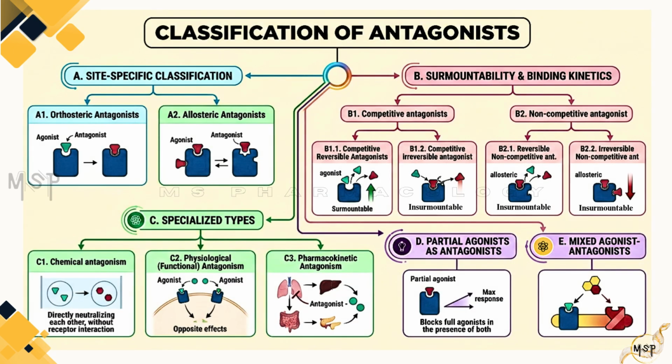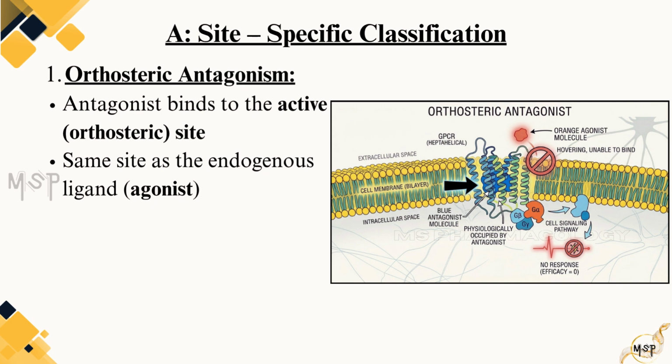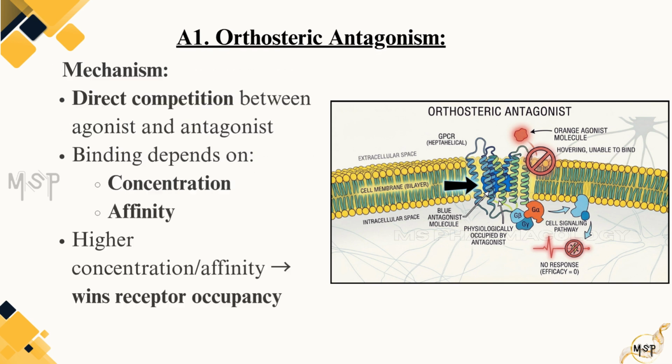Let's begin the classification of antagonists by focusing on the most fundamental approach. Classification by site specificity, starting with orthosteric antagonism. Orthosteric antagonism is the most straightforward mechanism. These antagonists bind directly to the active site, the same spot where the endogenous ligand normally sits. The antagonist and agonist are in direct competition. Whoever is present at a higher concentration and has a higher affinity wins the receptor.